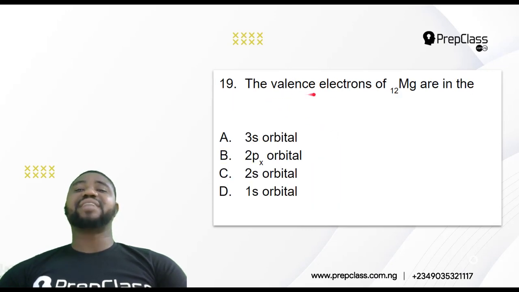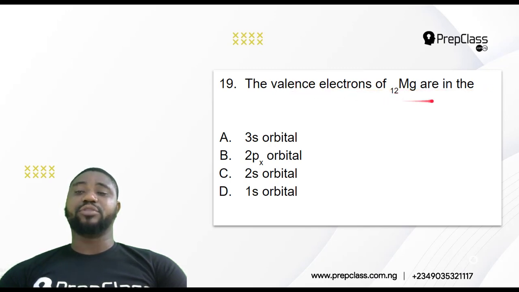19. The valency electrons of Mg12 are in the... is it the 3s orbital? Is it the 2p orbital? Is it the 2s orbital? Is it the 1s orbital? Let's see.